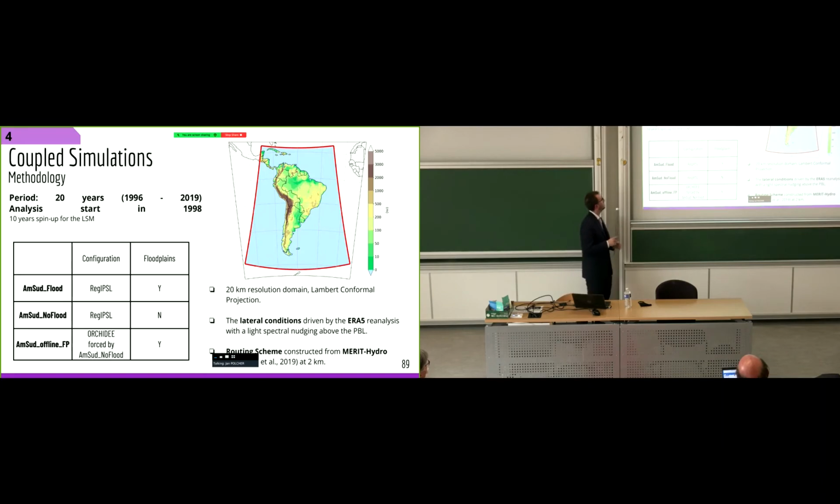We are using different simulations of 20-year periods. We start the analysis at 1998, so 2 years after the beginning of the simulation, so the atmospheric variables can be initialized, and we have 10 years of spin-up for the land surface model. There are two coupled simulations, one with floodplains, abs flood, one without floodplains, abs no flood, and this abs no flood has been used to force an offline simulation which has the floodplains activated. This is done to evaluate the impact of coupling on the floodplains.